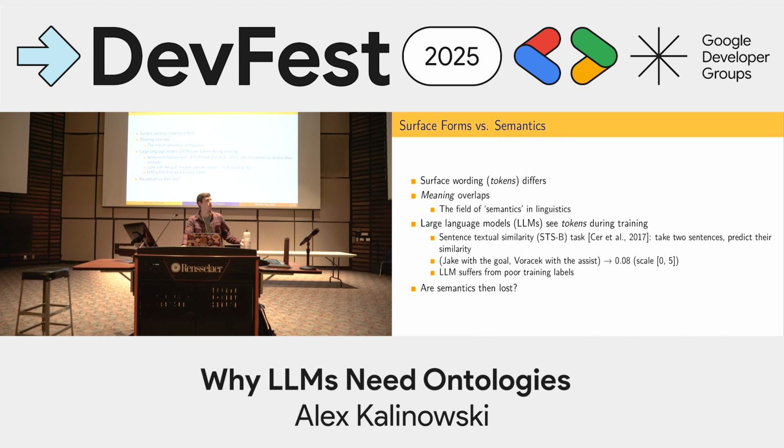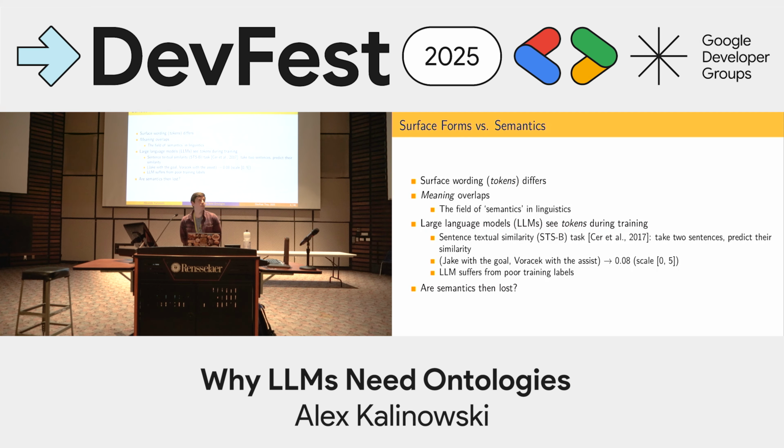So the surface wording is what we actually call tokens in large language modeling. Those surface wordings can differ, but the meaning of these sentences actually overlaps. And this is the entire linguistic field of semantics. These large language models see tokens as their training.